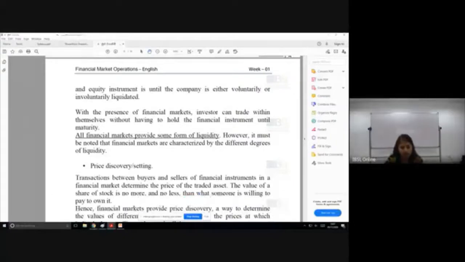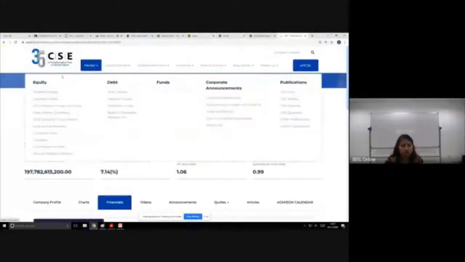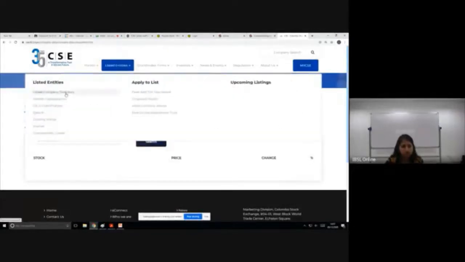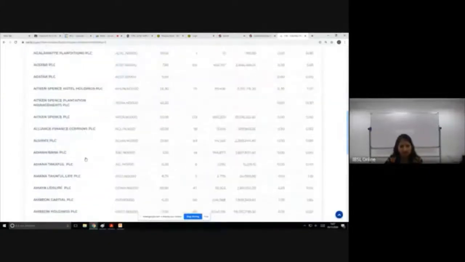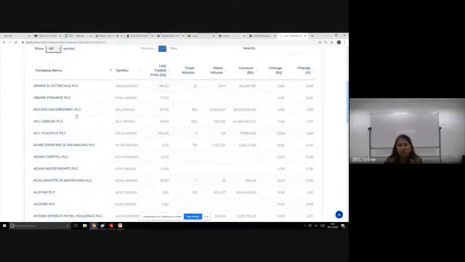Now, if I am explaining it to you clearly, if you go to our stock exchange, you have several companies which are listed. Let's say company data. So these are the companies which are listed. Now certain company shares will have a high number of buyers and sellers, and certain shares will have a very low level of buyers and sellers.